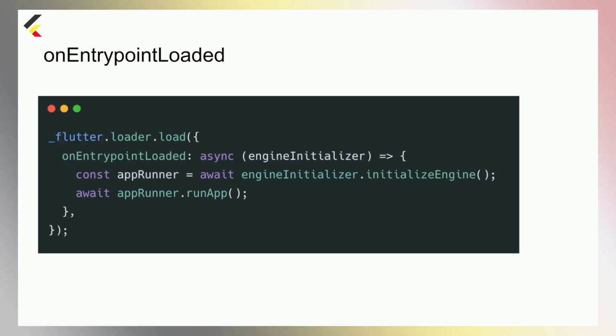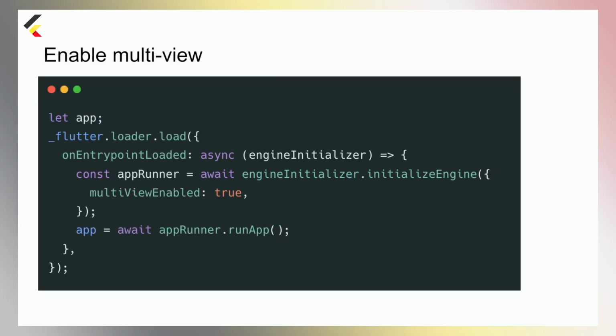Let's have a look at the onEntryPoint loaded callback. This is a very basic implementation. It's basically what the default implementation does as well. It initializes the engine and then runs the app. If we want to have a multi-view application, we just need to provide it with an extra flag, multi-view enabled, and we have to keep a reference to the app object that is returned from this run app. We're going to need this later.